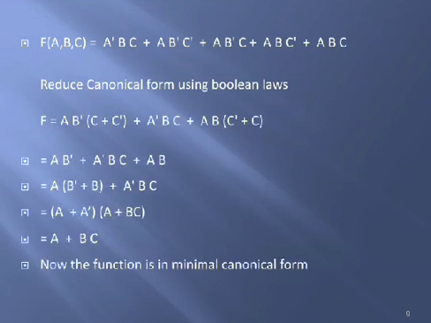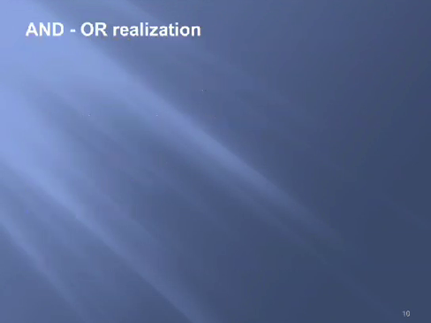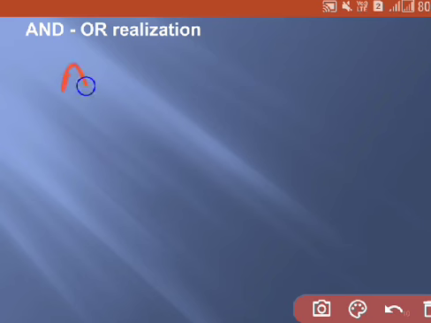Okay, so the derived minimal expression A plus BC can be realized with the help of AND OR realization. Why am I calling this AND OR? Because the function you have is A plus BC. So first you will have an AND stage, and then you will have an OR stage.